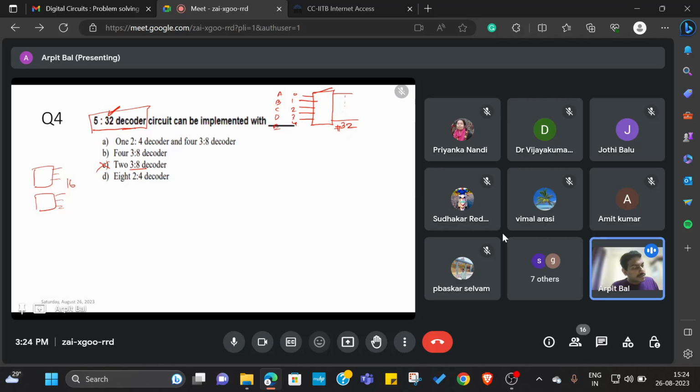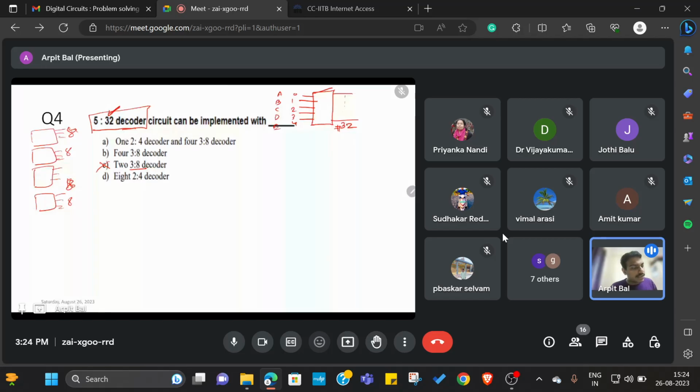Similarly, can 4 3:8 decoders give us the output? Yeah, probably it can. Let's say we place 4 blocks here in this way. This can give us 8 outputs, this can give us 8, this can give us 8, this can give us 8. So 4 3:8 is possible. 8 2:4 is possible. Yeah, it is still possible.